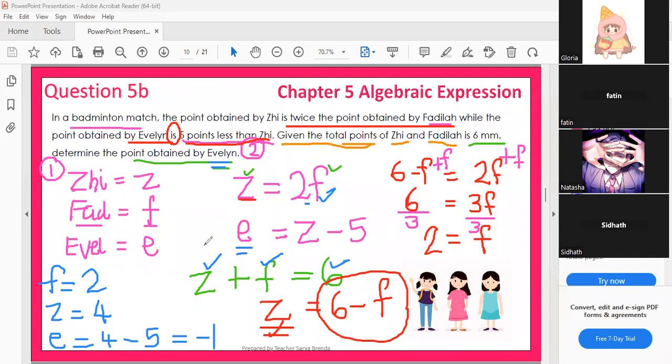Took it from a book. I've got to double check if this would be the correct answer, but why not? Do you think you can get a negative point in a match? Well, that's something you can query about. But as far as algebra is concerned, yes. As far as reality is concerned, I'm not so sure whether you have negative points in a badminton match. I don't think so. Okay?